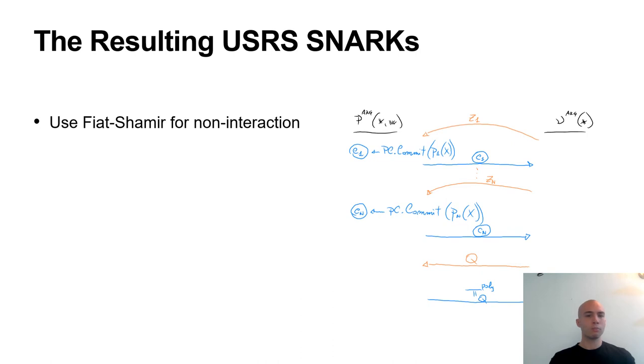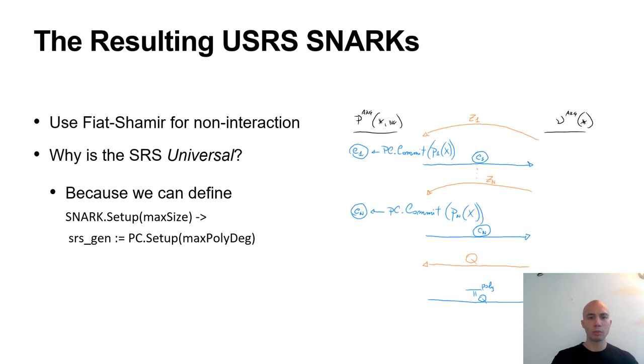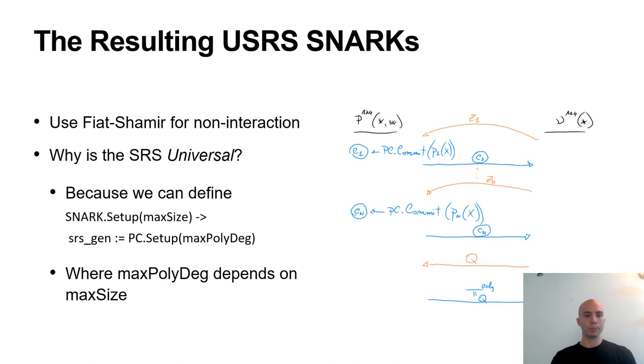So one more thing to mention is Fiat-Shamir. And why is this SRS universal, before we move to CP-SNARKs? The reason why the structured reference string ends up being universal, so it's valid for any relation up to a certain bound, is because the SNARK setup itself is the polynomial commitment setup, which itself just depends on the degree of the polynomial. And the polynomial degree is related to the size of the relation.